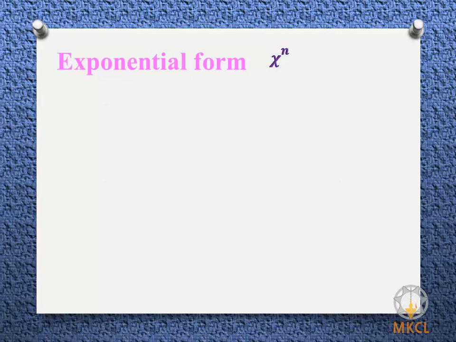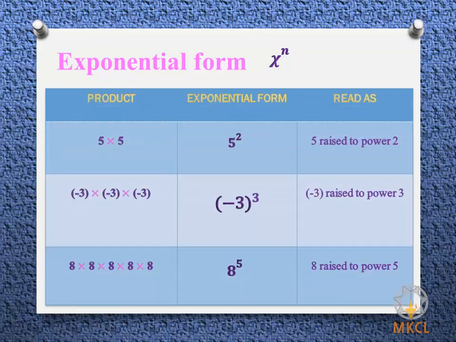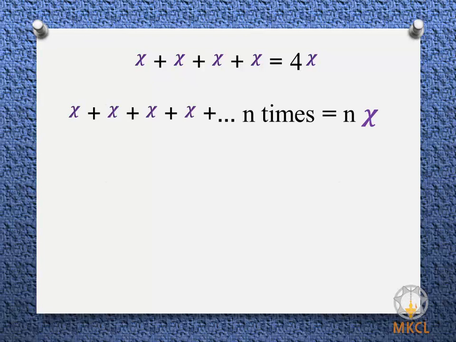x raised to n. The product, exponential form of that product, and how to read the representation is given in the following table. We write addition of x 4 times as 4x. In general, x plus x n times is written as nx, where n is the coefficient.